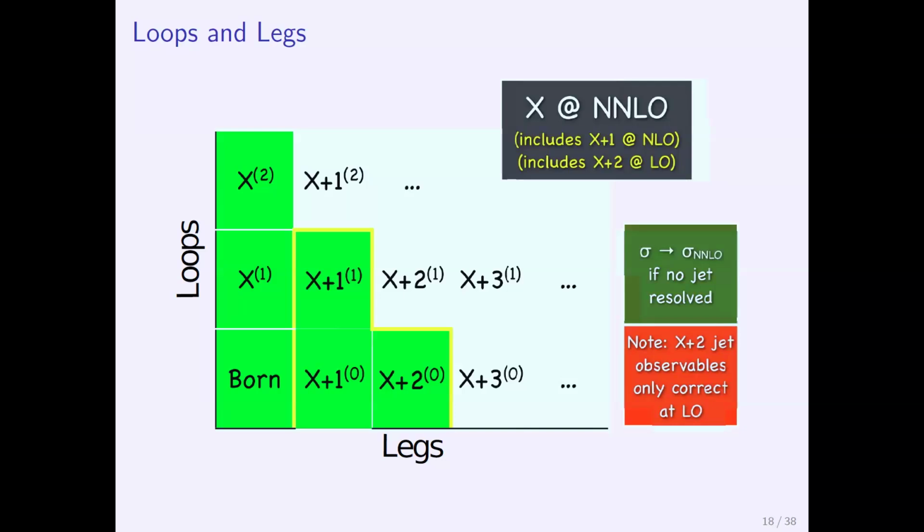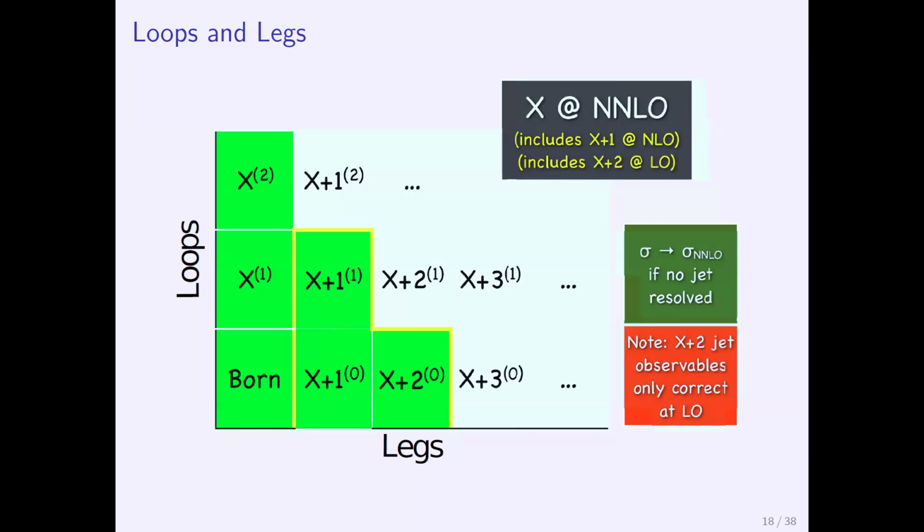And so let's say that you really wanted to go at next to leading order, which is something that we oftentimes now need to do. That means you need to calculate a whole bunch of stuff. It means you need to calculate just Born level, right? Then one leg, two leg, then one leg with virtual correction, then 0 legs with virtual corrections, sorry, one loop here, and then 2 loops at 0 legs as well. And so again, here, the observables, when we go at X plus 2, are only correct at leading order.